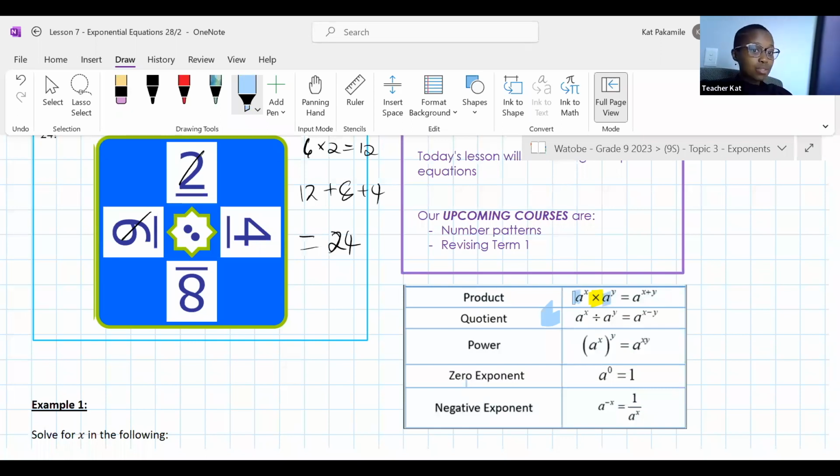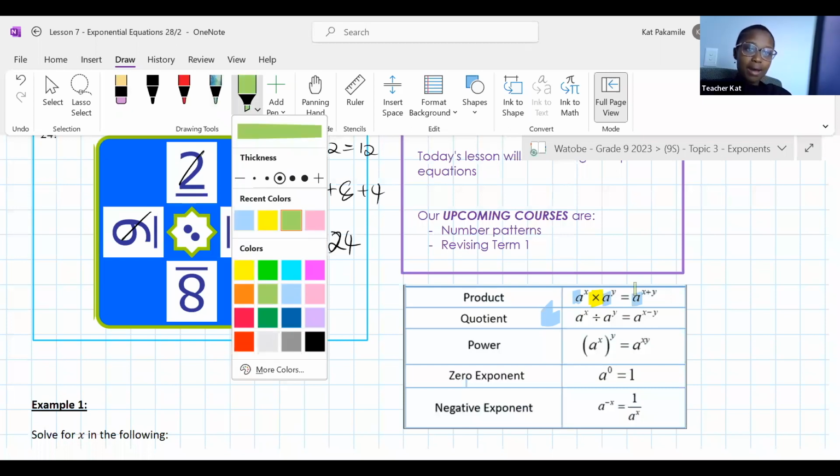If that happens, what do we do to the exponents? It still stays A, ma'am. Okay, we keep the base. That's true. And then what do we do to the exponents? We times them with each other. That is the power law. This is the product law. So we add. Do you remember?